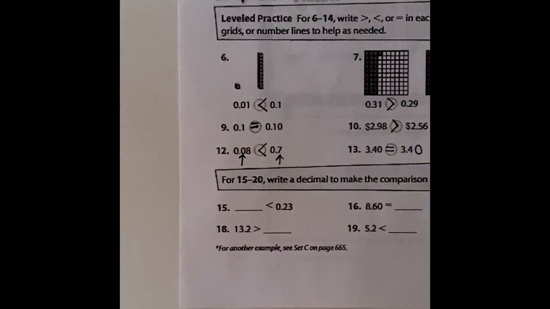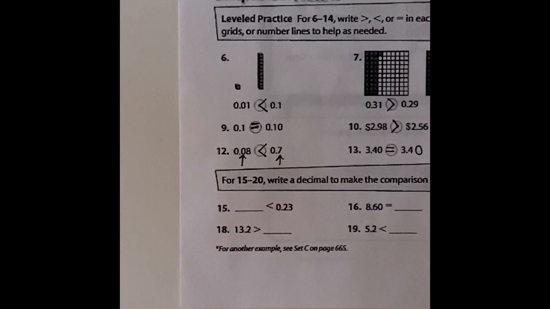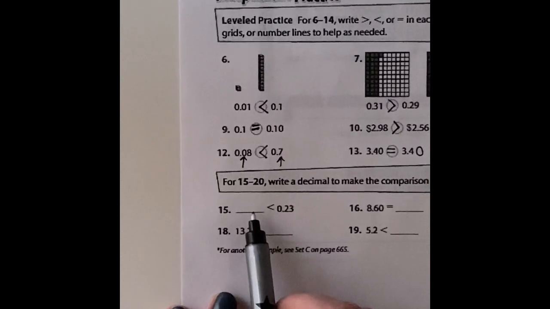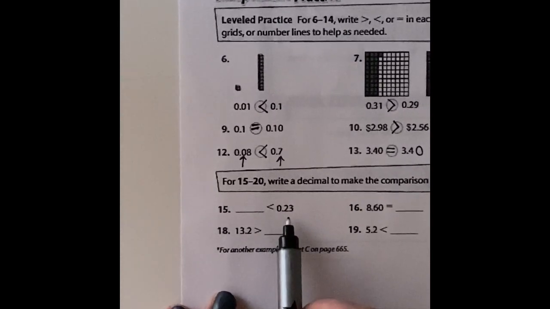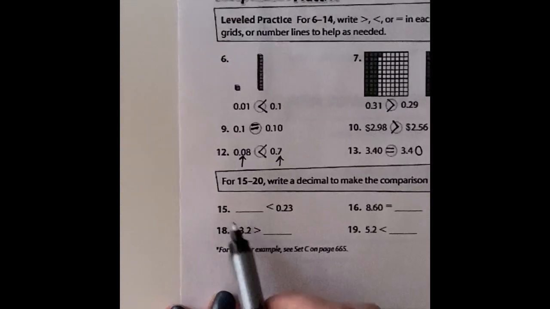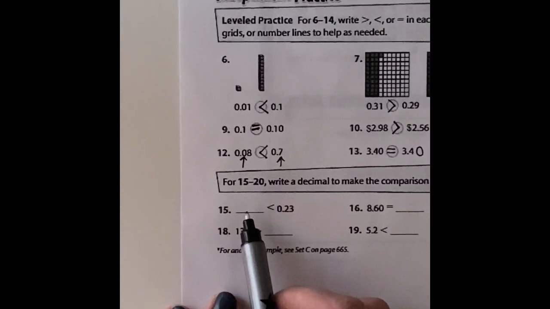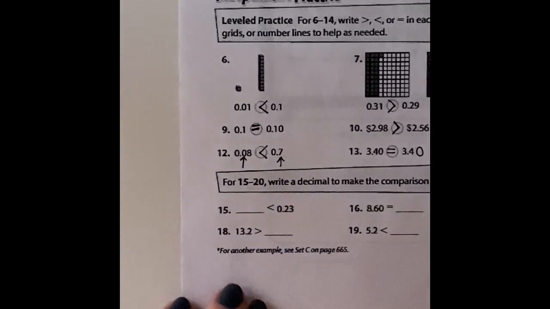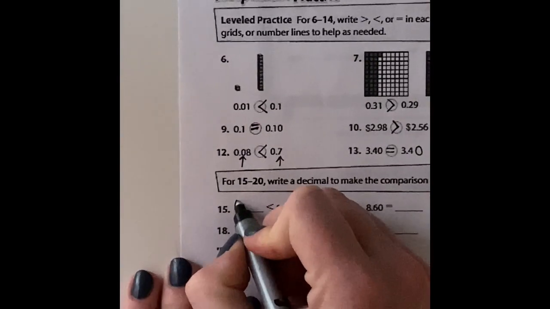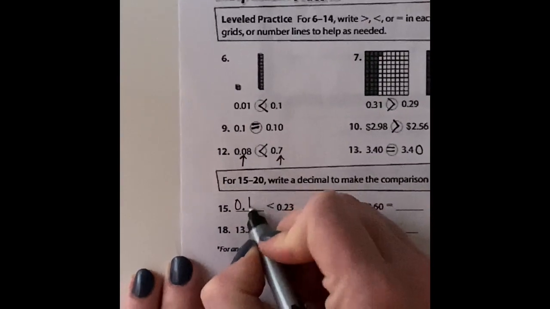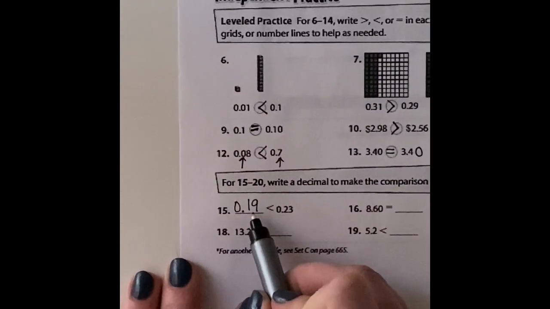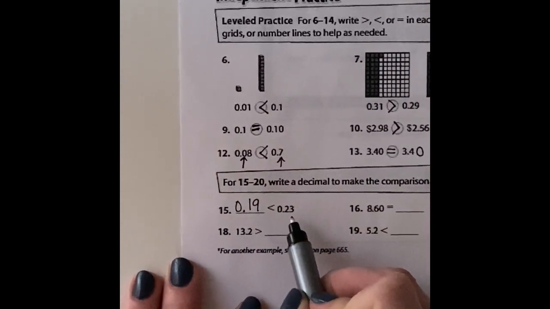For 15 through 20, we have to write a decimal to make the comparison true. So you could have written a very different decimal than me. I'm just going to give some sample answers and discuss how to solve this. So here there's a blank is less than 0 and 23 hundredths. You could put any decimal here that is less than this one. So I'm just going to choose a random one that's less and put 19 hundredths because 19 is less than 23.